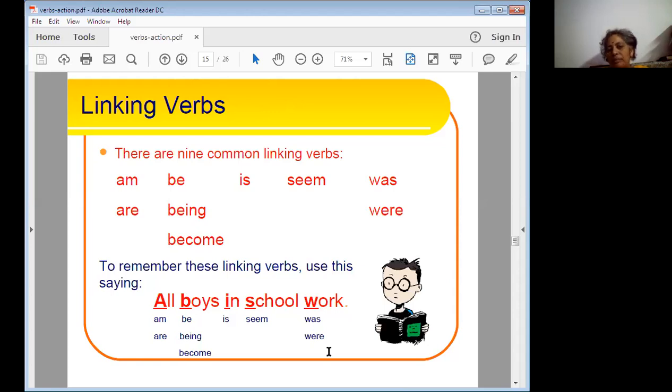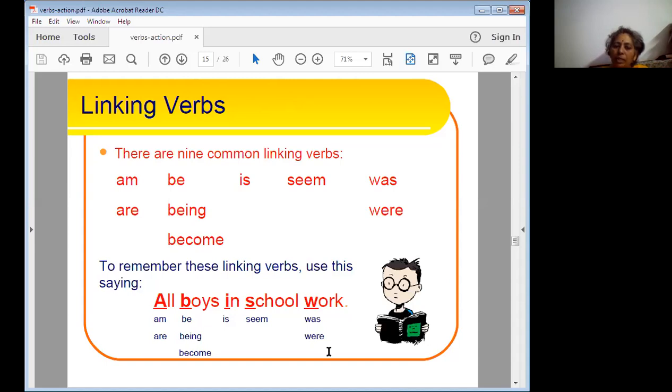So based on this sentence, you can remember all the linking verbs. Whenever you forget a linking verb, you can write the sentence and trace what you missed. All boys in school were. A refers to am and are.